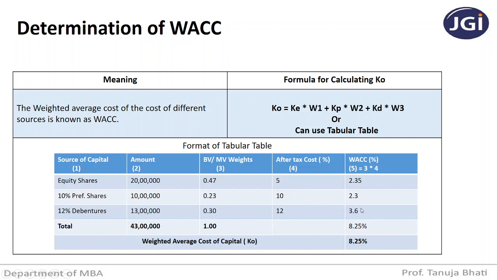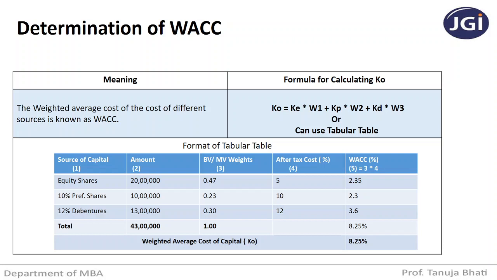Now, WACC is nothing but the total cost for the total finance raised by the company. So we are taking the total finance, 43 lakhs raised by the company. What is going to be the total cost for these 43 lakhs? Just add up these three, 2.35 plus 2.3 plus 3.6, which comes up to 8.25%. Therefore, the weighted average cost of capital is 8.25%.